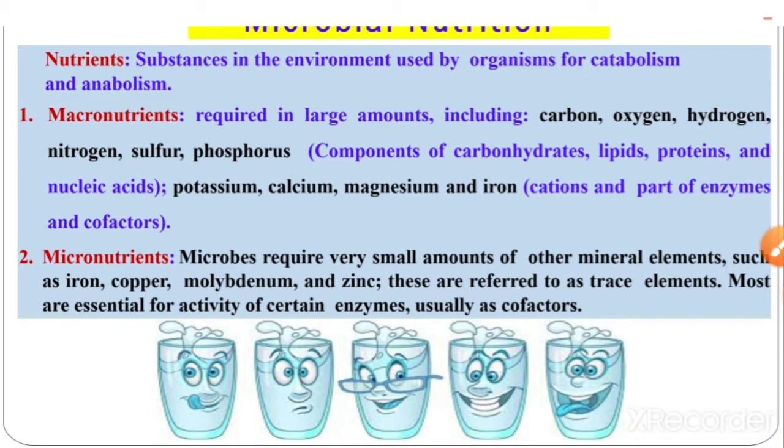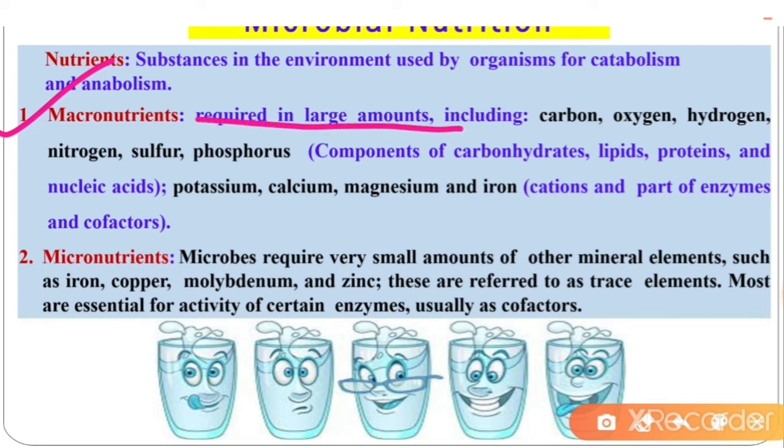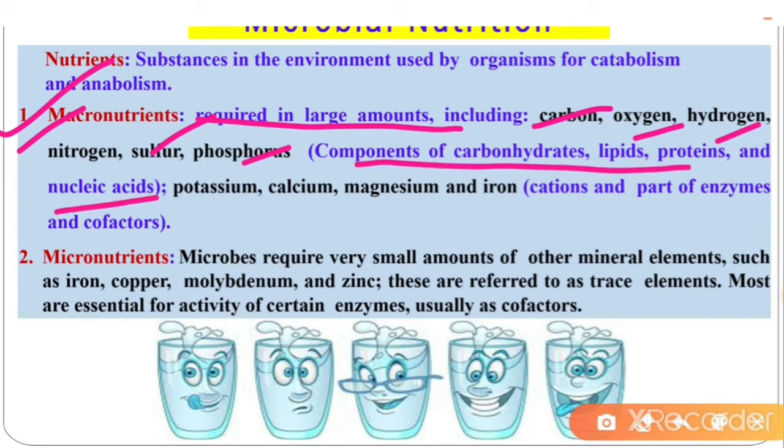Okay. Our next point is the macronutrients. Now see, these macronutrients are required in large amounts by the bacterial cell. For example, carbon, oxygen, hydrogen, nitrogen, sulfur, and phosphorus. Now phosphorus means what? The components of carbohydrates, lipids, proteins, and nucleic acids. Potassium, calcium, magnesium, iron: these are cations and parts of enzymes and cofactors.